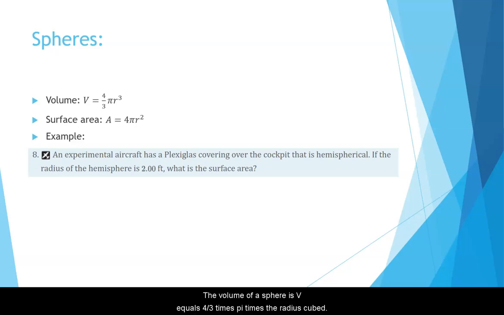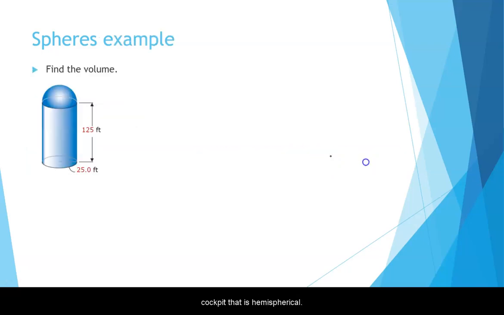Spheres. The volume of a sphere is V equals 4/3 times pi times the radius cubed. The surface area of a sphere is 4 times pi times r squared. Let's do two problems. An experimental aircraft has plexiglass covering over the cockpit that is hemispherical.